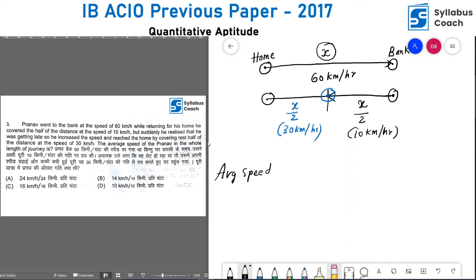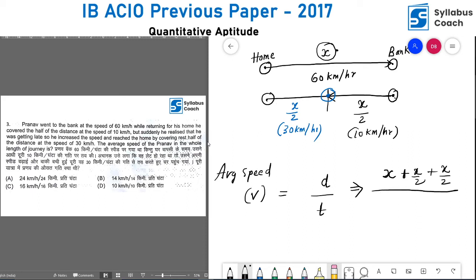Average speed is nothing but V. You can use S as well, that's up to you. So average speed is nothing but total distance by total time, right? Tell me, what is the total distance that is covered? X. This is X, right? So X when he's traveling from home to bank, and then from bank when he's going to a certain point, which is x by 2, right? And from this point to this point, x by 2. So in total the distance is 2x.